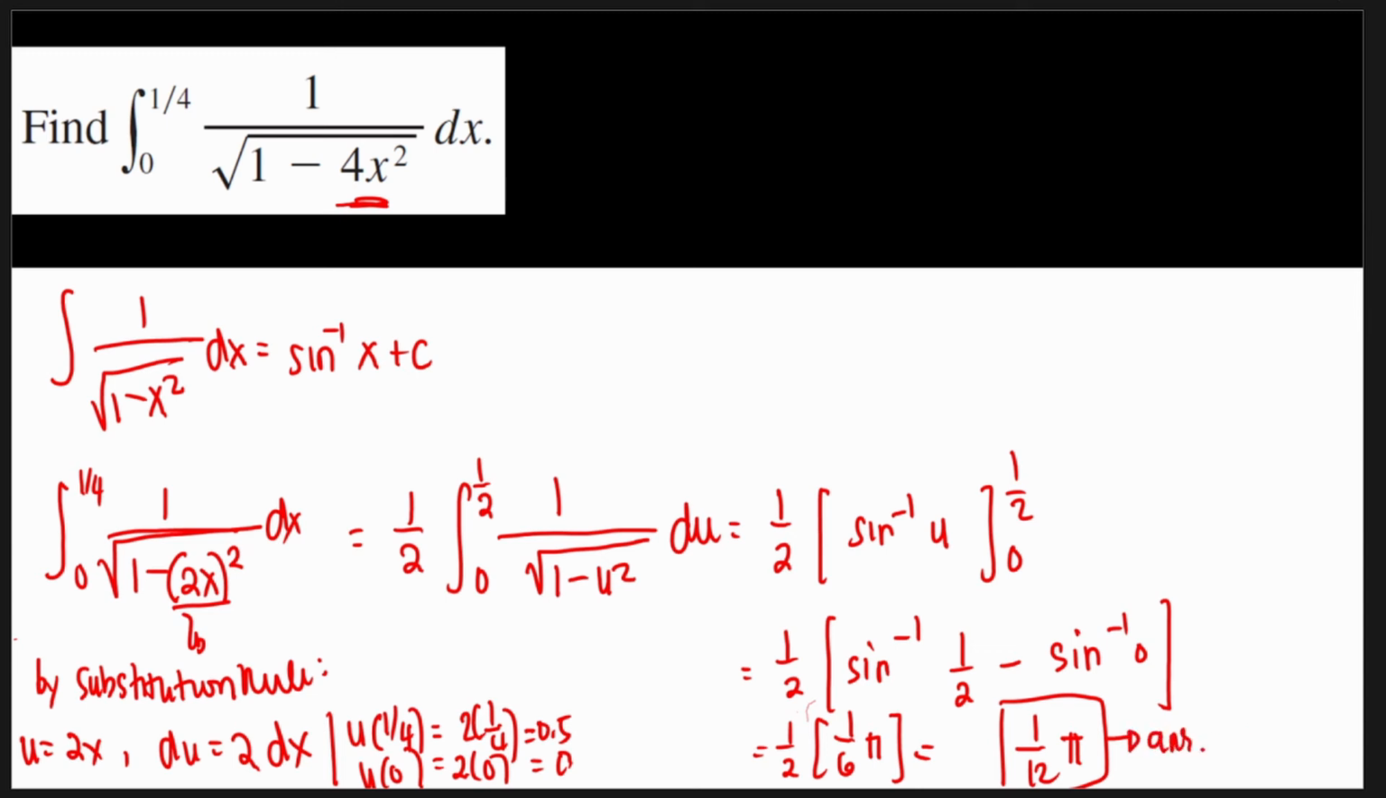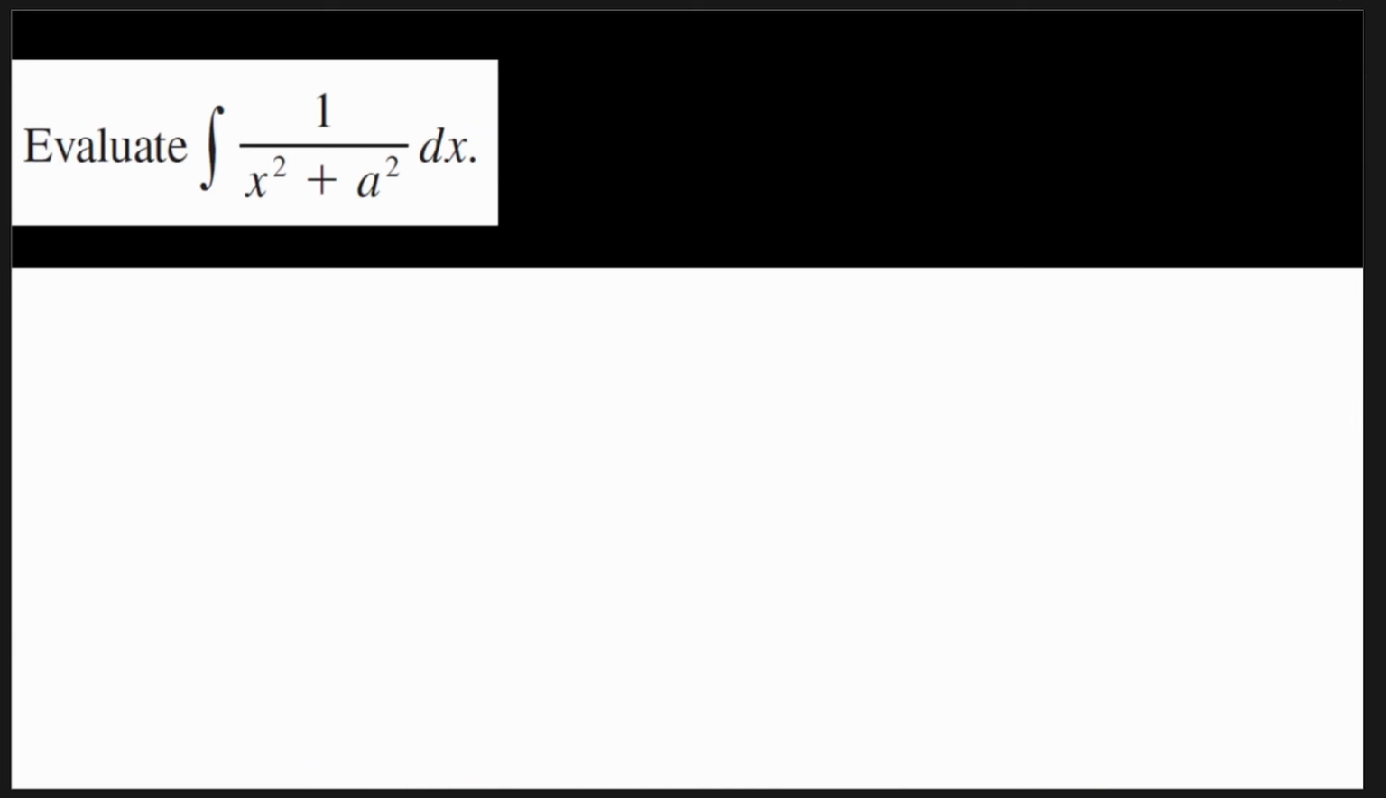Okay, let's proceed. We have here another example. Evaluate the integral of 1 all over x squared plus a squared dx. Since our variable is x, we mean that our a here is a constant, right? Okay.